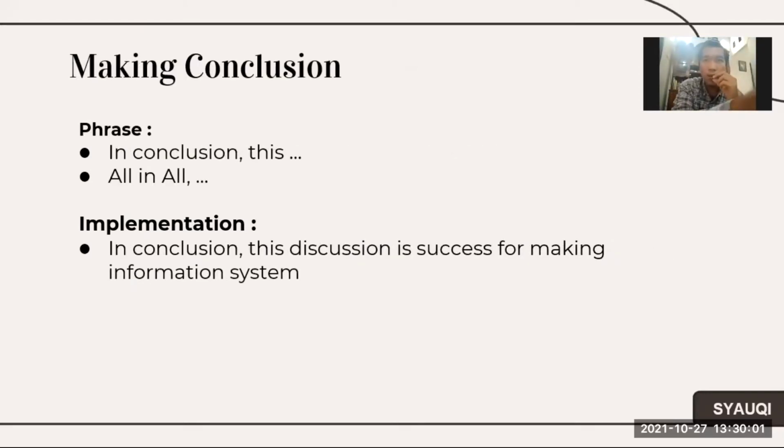The next is making conclusion. The phrase you can use like this. In conclusion, this blah blah blah. All in all, blah blah blah. The implementation: In conclusion, this discussion is success for making information system.